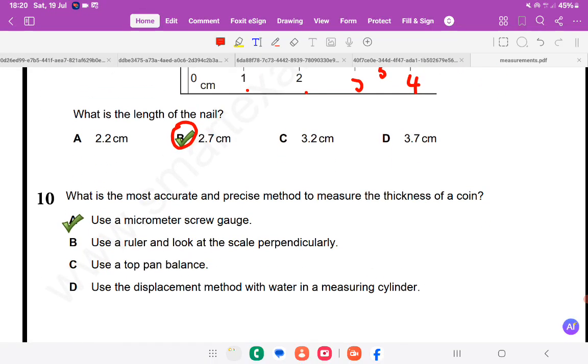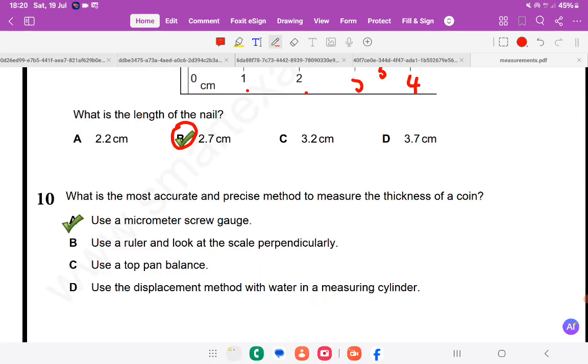Number 10, and of course the last one. What is the most accurate and precise method for measuring thickness of a coin? Let's just go through the options. The first option is saying use a micrometer screw gauge. B, use a ruler and look at the scale perpendicularly. C, use a top pan balance. D, use the displacement method with water in a measuring cylinder.